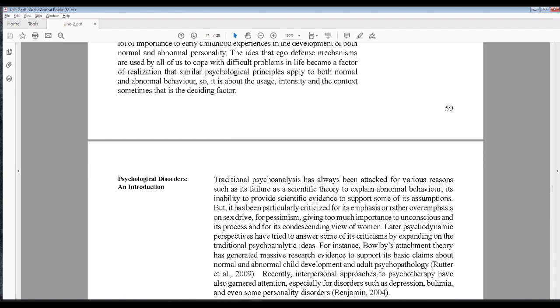For instance, Bowlby's attachment theory has generated massive research evidence to support its basic claims about normal and abnormal child development and adult psychopathology. Rutter et al., 2009. Recently, interpersonal approaches to psychotherapy have also garnered attention, especially for disorders such as depression, bulimia, and even some personality disorders. Benjamin, 2004.